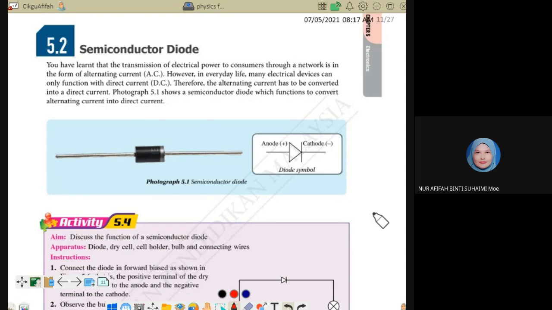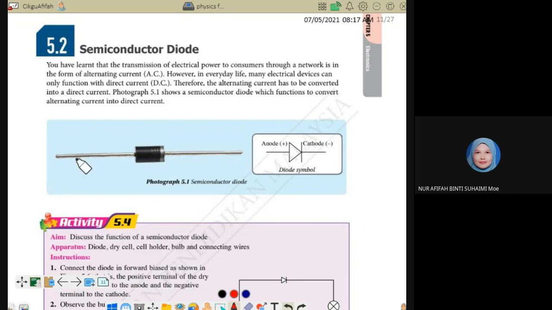Okay, we have 3 types of wire, right? Live wire, neutral wire, and earth wire. So the live wire will send the voltage or the current from the main substation to our home, our house, 240 volt. So that is alternating current. We receive alternating current. So we want to convert the AC current to direct current. Okay, in order to convert the AC to DC, we need a diode, a semiconductor diode.